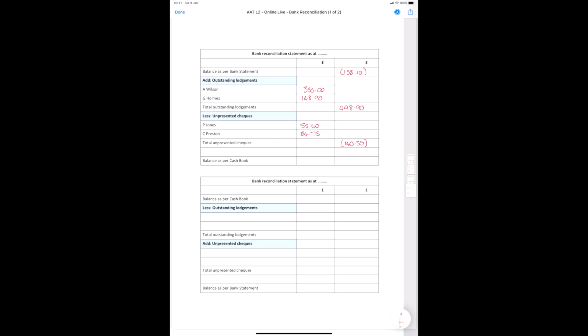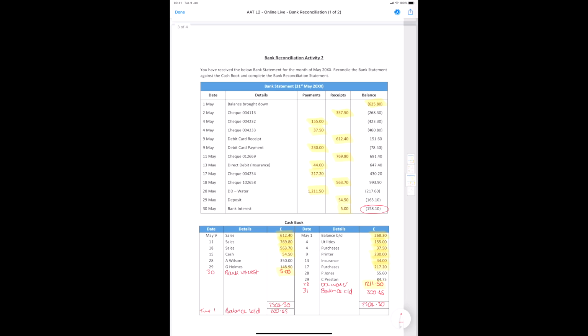Okay, so now we can follow the right-hand column and calculate these. So our balance as per bank statement, add our outstanding lodgements, less our unpresented checks, should give us a final balance as per cash book of £200.45, which, if we go back to our cash book, correctly matches our balance at the end of the month and the beginning of June.